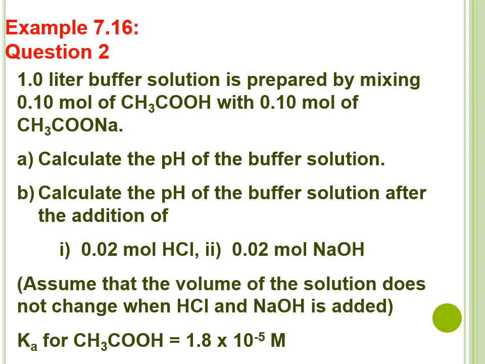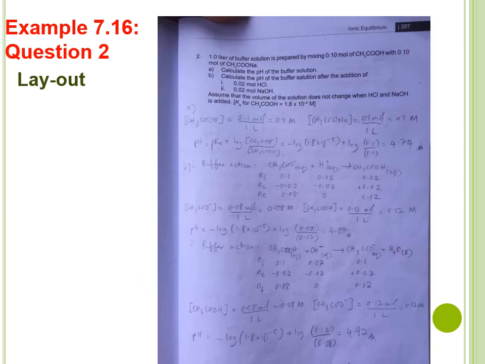Okay, we can do it as the one we have done in question 1. But then we have the second step. What happens to the pH if we add 0.02 moles of acid and 0.02 moles of sodium hydroxide? Assuming that the volume of the solution does not change, the Ka given is 1.8 times 10 to the power of negative 5 molar. This is the layout of that page 207. If you notice, my handwriting there is getting smaller so that we can fit everything on the same page.